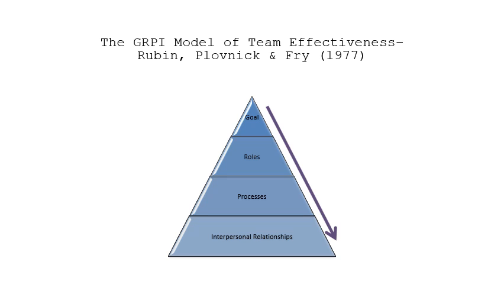Now, this is a classic team effectiveness model. It's pretty basic, but it's really useful to remind us of the way in which a team is formed, the building blocks that lead to team success. So Rubin, Plownick and Fry in 1977 developed this model, and it's known as the GRPI model because GRPI stands for goals, roles, processes, and interpersonal relationships. And you can see it's represented as a pyramid.